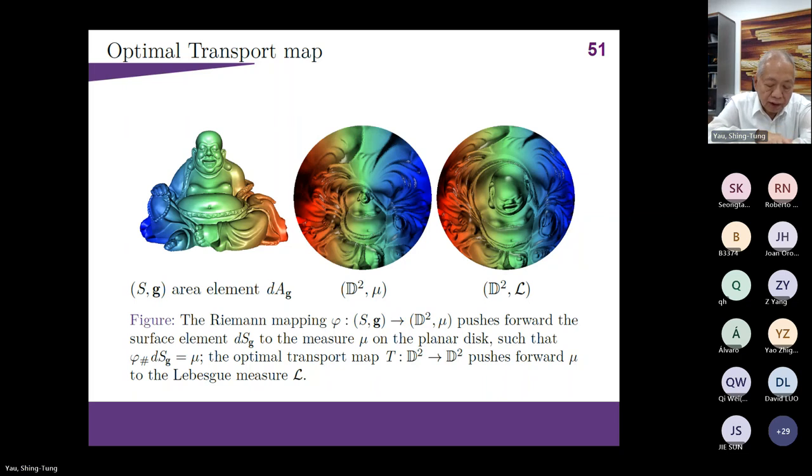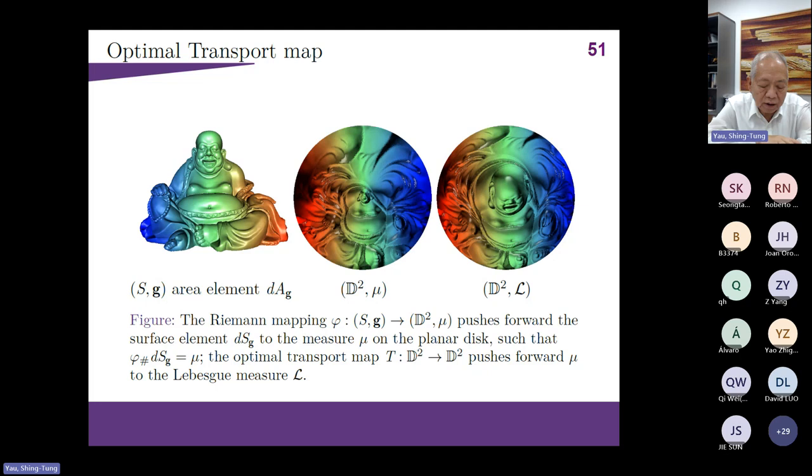And well, here we demonstrate one computational example. The Buddha surface is conformally mapped into the planar unit disk. The surface area element is pushed forward to a measure on the disk, which we denote to be mu. We can see that the head region has been greatly shrunk. An optimal transport map is computed, transforming the measure mu to the conventional Lebesgue measure.